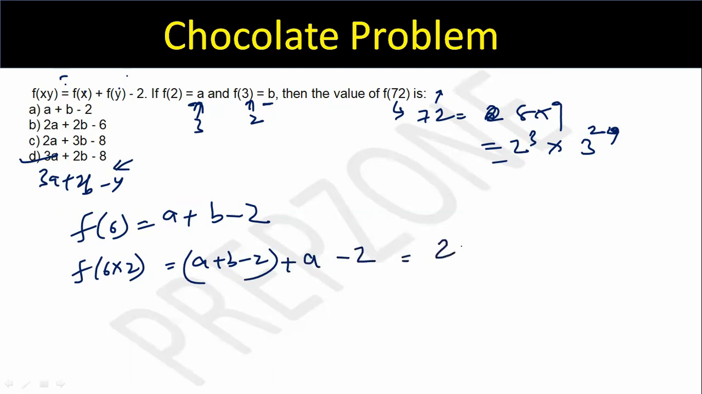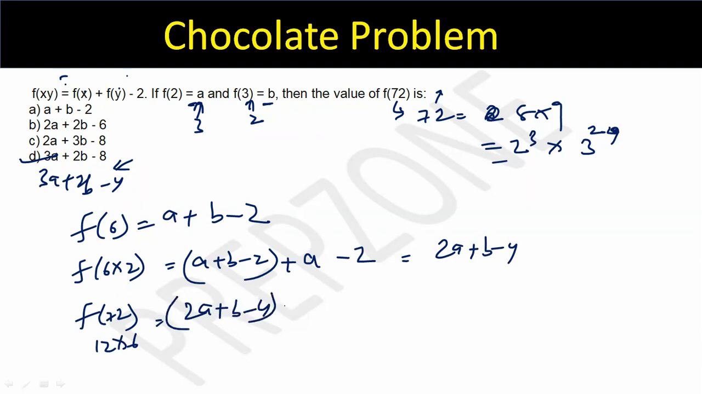This is nothing but 2a plus b minus 4. Then f of 72 is nothing but f of 12 into 6. So f of 12 कितना है? 2a plus b minus 4 plus f of 6 कितना है? a plus b minus 2 minus 2. You solve it, you will get option number D. 3a plus 2b minus 8.